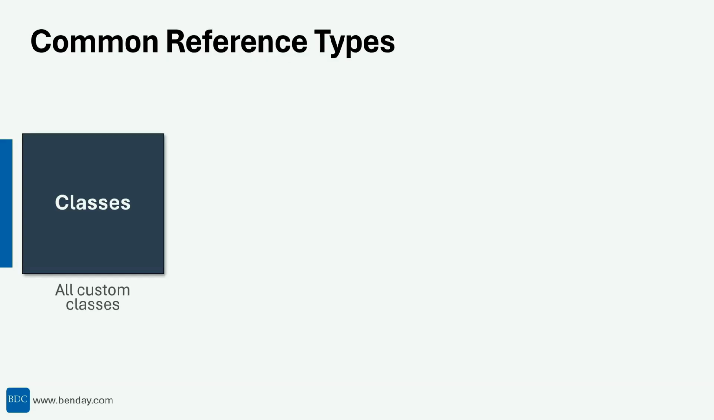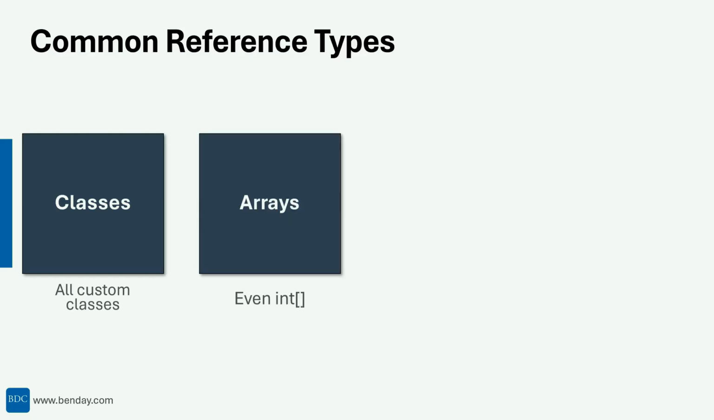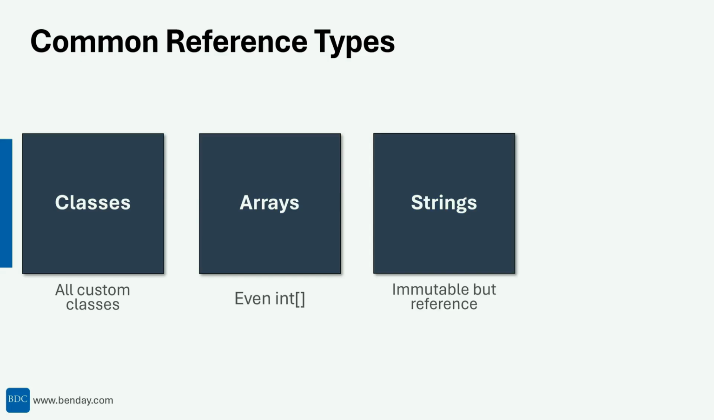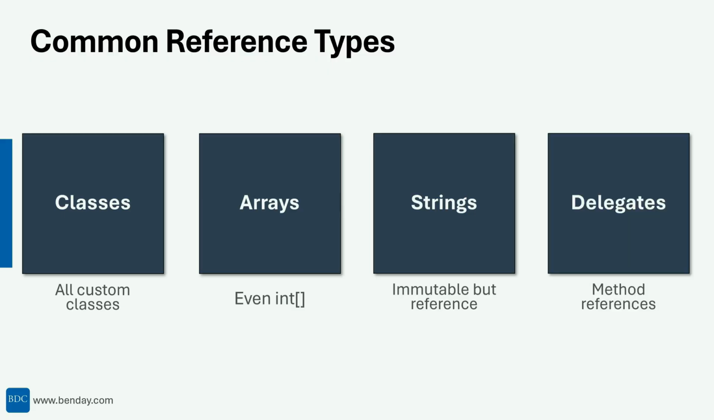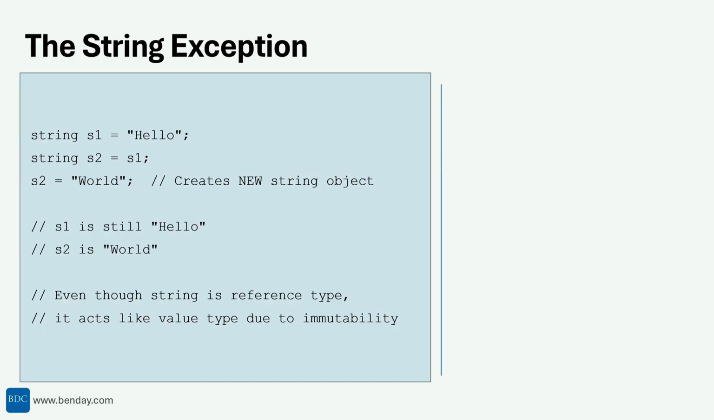Every class you create is a reference type. This includes all your business objects and models. Arrays are always reference types, even arrays of value types like int. The array itself is on the heap. Strings are reference types, but they're immutable. You can't change them after creation. Special behavior. Delegates, interfaces, and anything that can be null except nullable value types are reference types.